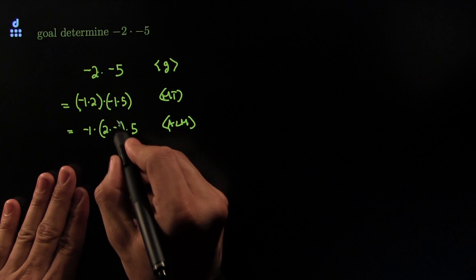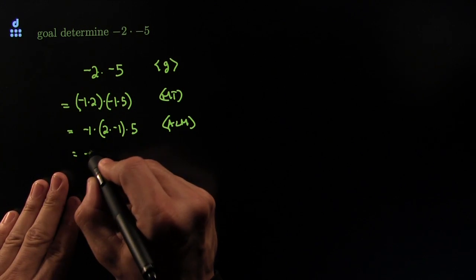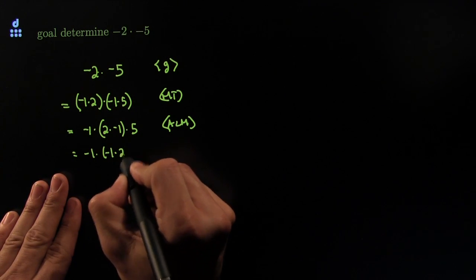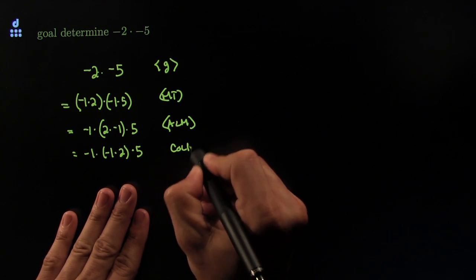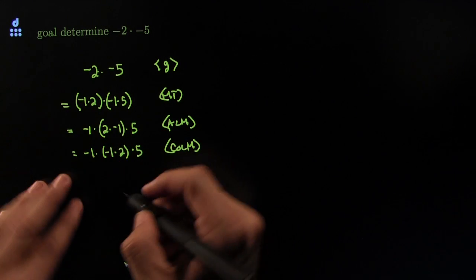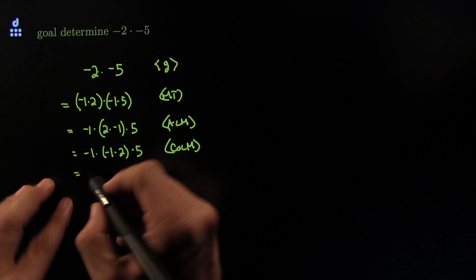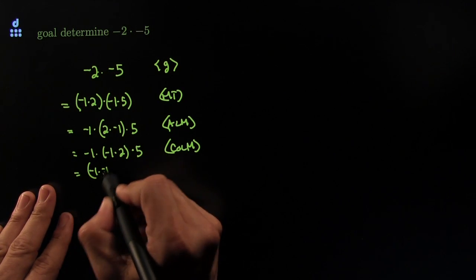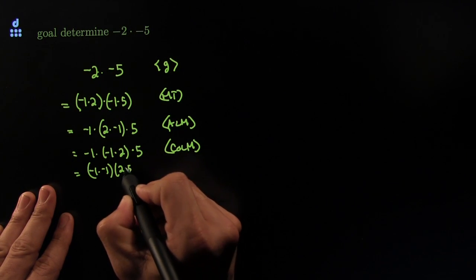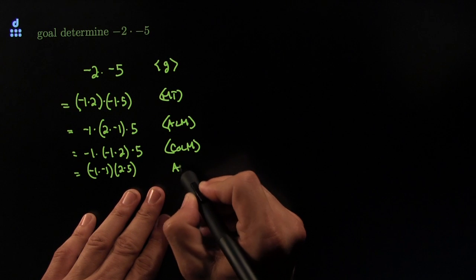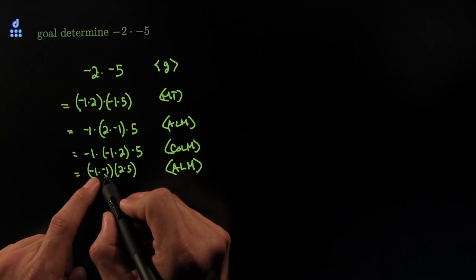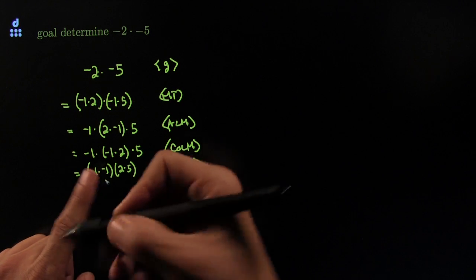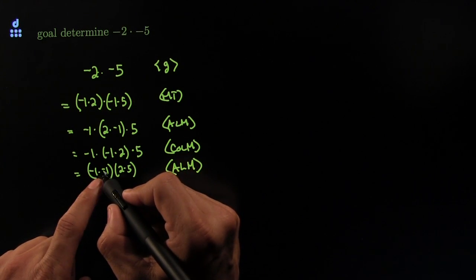And then there's another one that says I can swap these two. So that would be -1 times -1 times 2 times 5. And that's called Commutativity Law of Multiplication. That says I can commute. And then there's another one that says I can regroup these. And so I regroup them like so. And of course, if that one's famous, it's called Associative Law of Multiplication. Duh. And now, this is a piece of cake because we just got done doing this like 5 minutes ago.